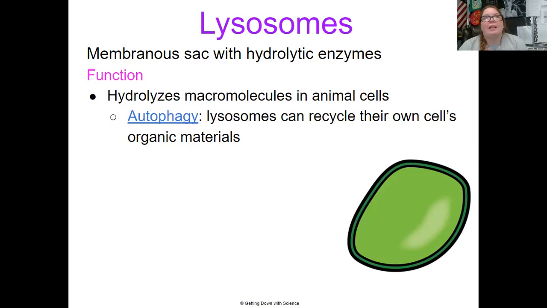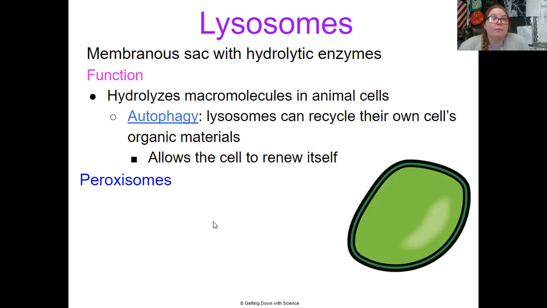So if there's, say, a mitochondria that is worn out, the lysosome can go and digest it, and those proteins and things that make it up can be recycled into another organelle. Remember, auto means self and phagy means eating. So it's basically eating and digesting itself.